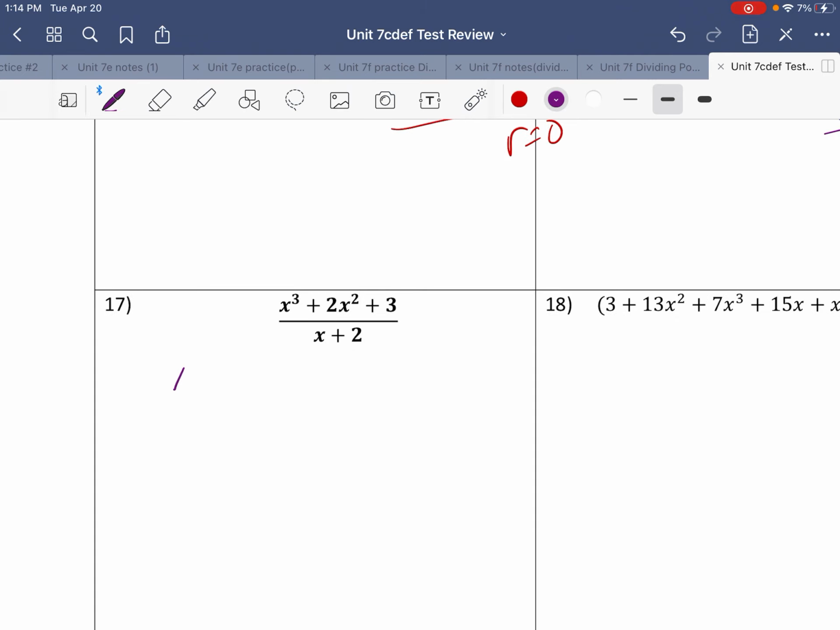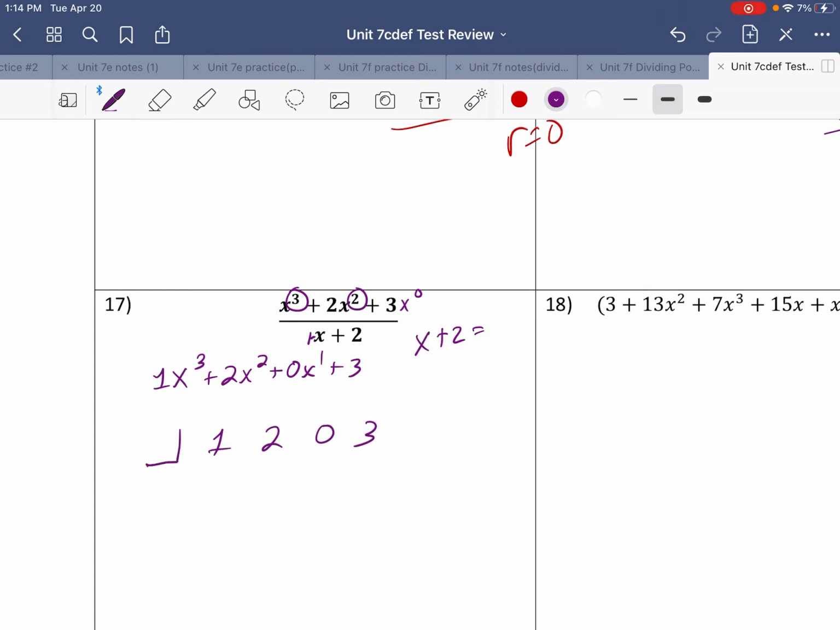Next, 17, we have x. So anytime I see you're dividing by a coefficient of 1, I would absolutely do synthetic division. So exponents go 3, 2, 0. We're missing the first, so we need to add that, make sure that's in. We need to put that into our polynomial. So coefficients are 1, positive 2, 0, and 3.